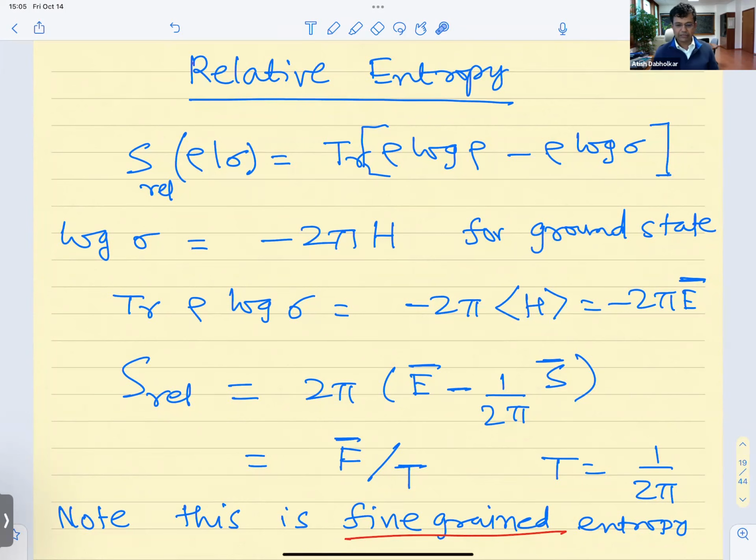But of course, this is the modular Hamiltonian on the right. Sorry, is H the modular Hamiltonian on the right? Yeah, H is the modular Hamiltonian, which as we saw was nothing but the Lorentz boost. So I should call it K maybe. I called it K in the previous slide.